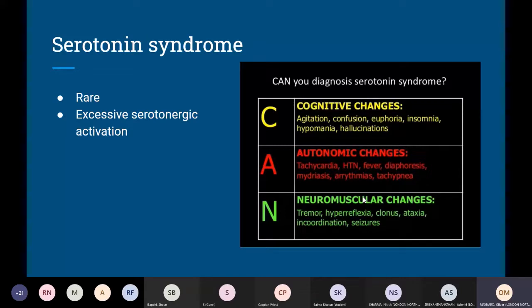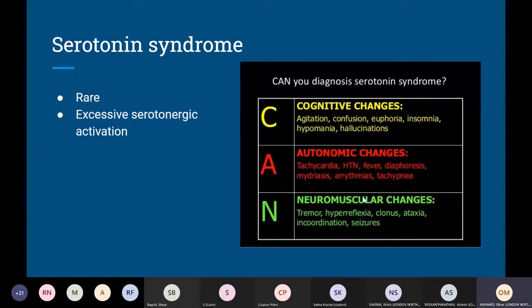It can be diagnosed with the triad of cognitive changes, including anything from agitation and confusion all the way to hallucinations and in some cases coma. Autonomic changes, so increases in the heart rate, blood pressure, and fever as well. And then neuromuscular changes, most commonly hyperreflexia and myoclonus or clonus of the limbs.